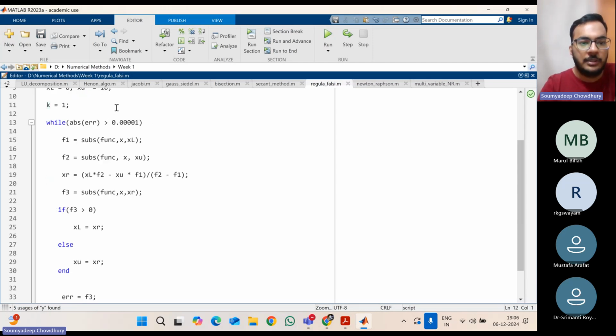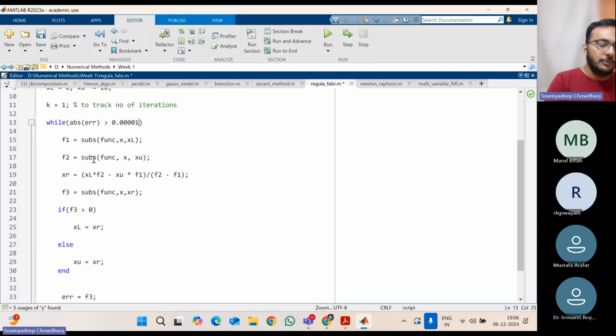I'll just add the comment here. It is basically to track the number of iterations. So now I am checking whether this absolute value, you have to use absolute, otherwise, if the error is negative, then it will not work. So the absolute of error is greater than some tolerance limit I have taken.